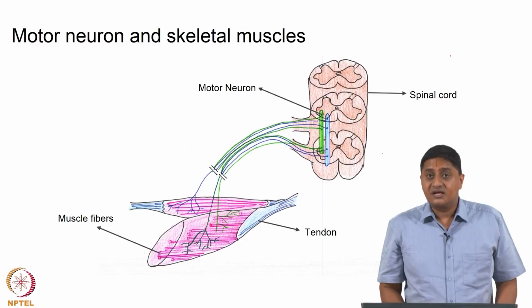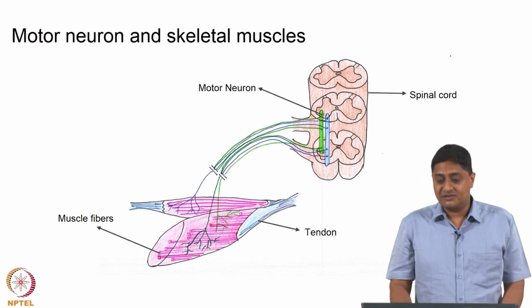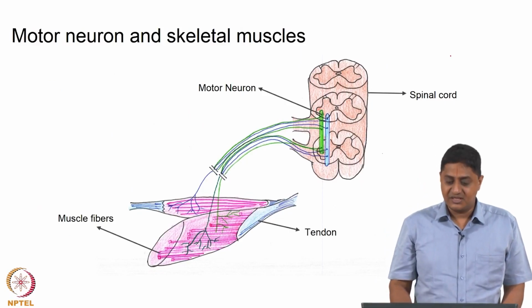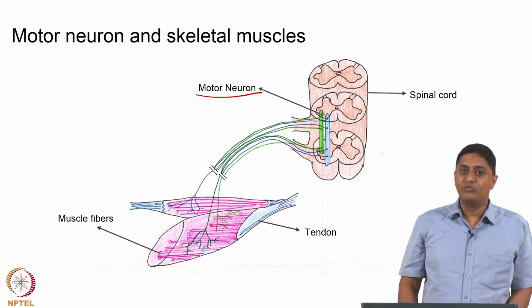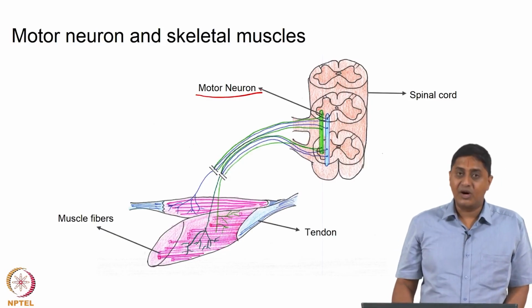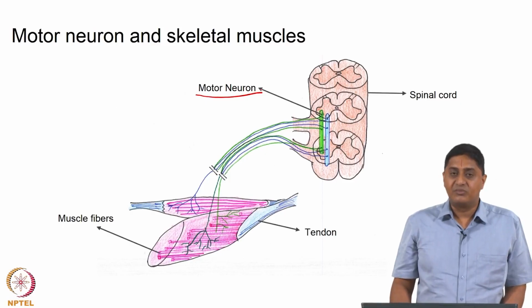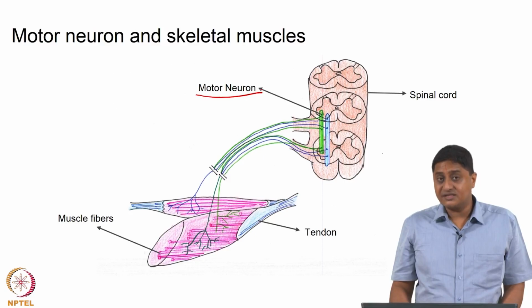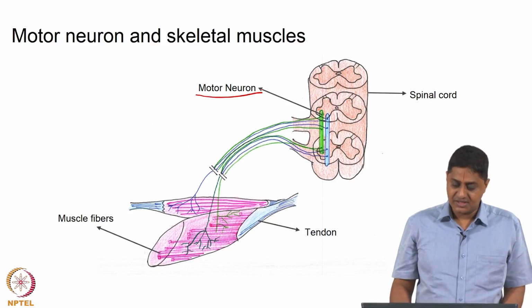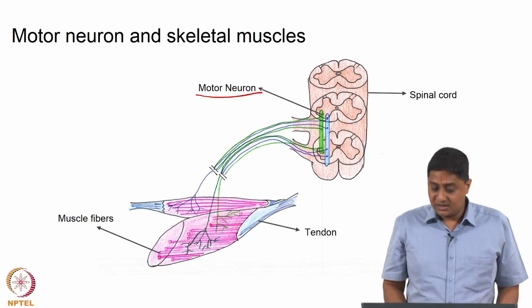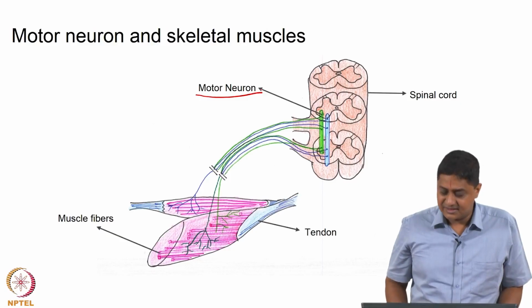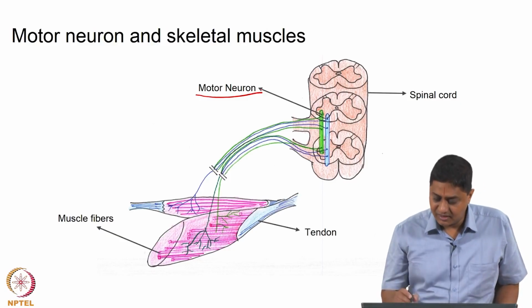The neurons that synapse with, that connect with muscle fibers are called motor neurons. Motor means movement, and movement in the body is produced by contraction of muscles, right. So, neurons that cause muscle contraction are called motor neurons. So, these motor neurons are located at the ventral side of the spinal cord.